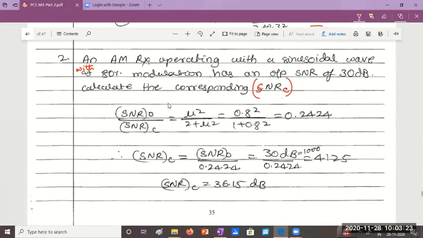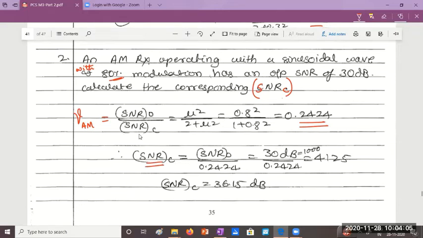Okay, so again the same equation. We know the figure of merit of standard AM is given as SNRO by SNRC. Since mu is given, I'll write it in terms of mu square by 2 plus mu square. Substitute the mu value 0.8. 80% means the mu value is 0.8. You'll get the figure of merit as 0.24. 24% efficient it is. Now, how do I find SNRC?